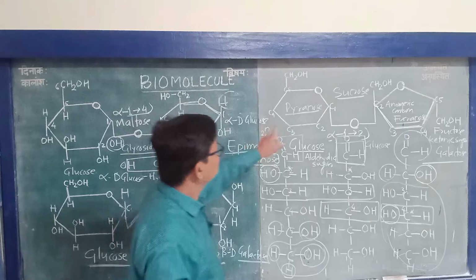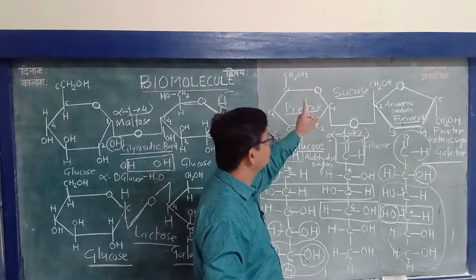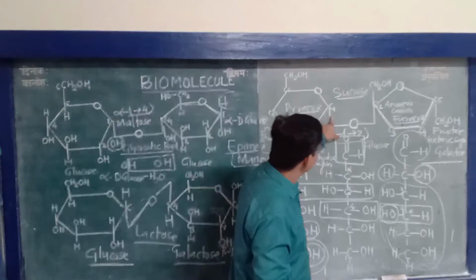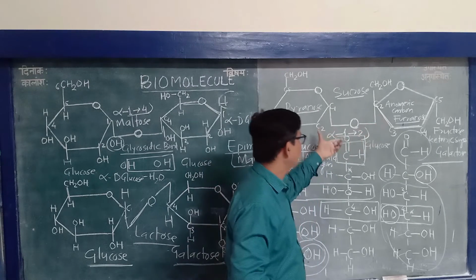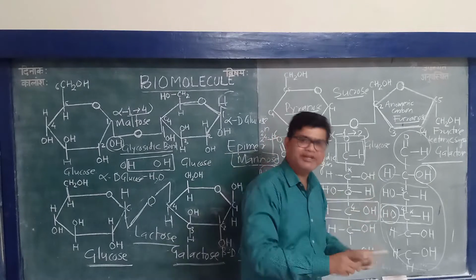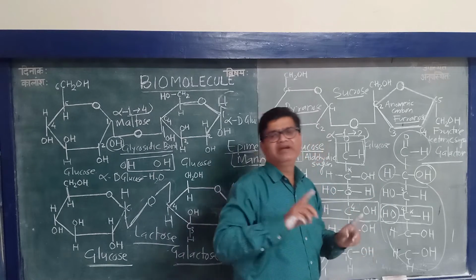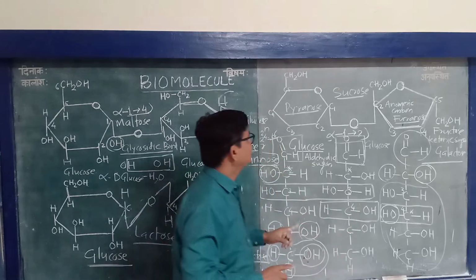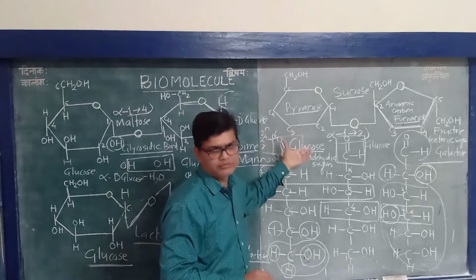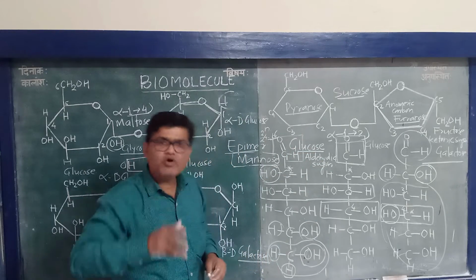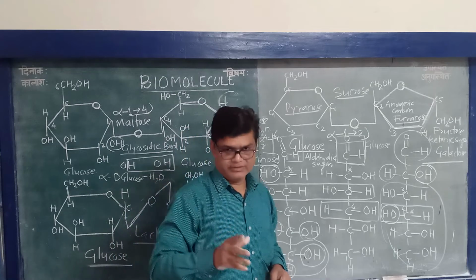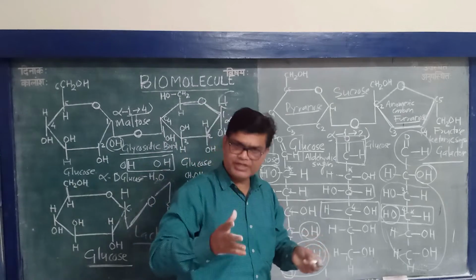So all monosaccharides are reducing sugars. In the case of disaccharides, maltose and lactose are reducing sugars. But sucrose is not a reducing sugar, because the anomeric carbon hydroxy groups in both the units are involved in chemical bond formation. So it will not react with Fehling's reagent or Benedict's solution. That's why we cannot say sucrose is a reducing sugar.